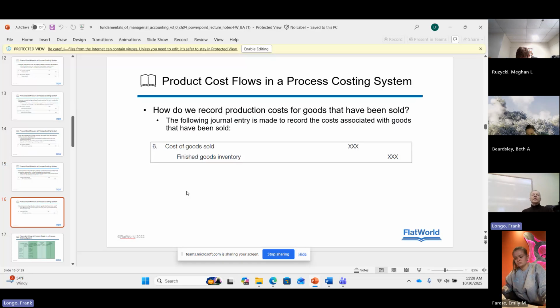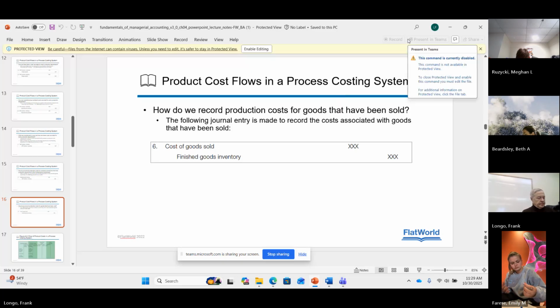That could be a good extra point question, 1 point. So cost of goods sold is an expense. When we debit cost of goods sold, we're recording that expense of the sale. When we credit finished goods inventory, we're decreasing finished goods inventory. Questions?